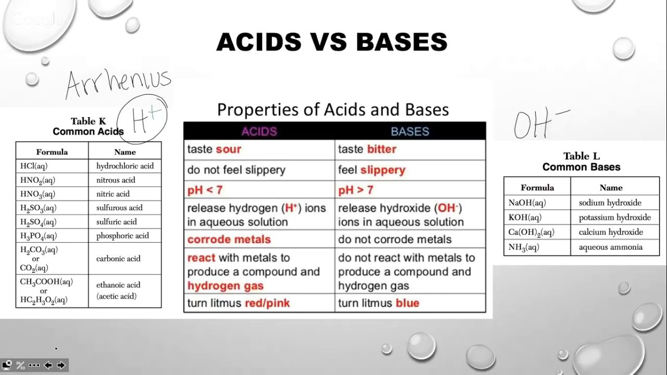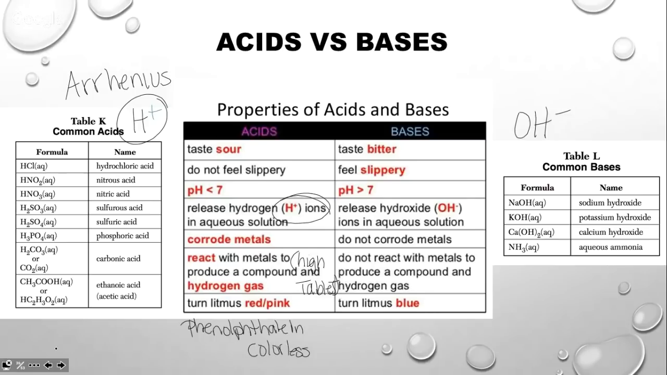Remember that acids are sour, they're not slippery, they have a pH of less than 7, they make H plus ions in aqueous solution, they corrode metals. Remember they react with metals high on table J. It has to be above hydrogen on table J to react and produce hydrogen gas. And they're going to turn litmus red. And we also had to know phenolphthalein: colorless.